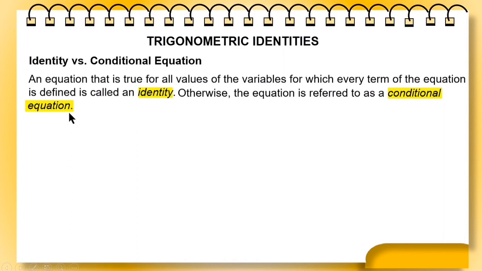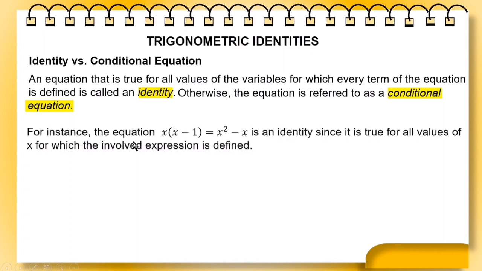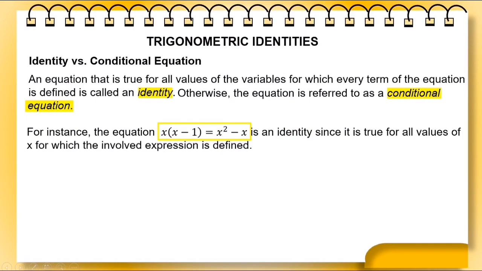For instance, the equation x times the quantity x minus 1 is equal to x squared minus x is an example of identity since it is true for all values of x for which the involved expression is defined. When x is equal to 1, both sides are equal, that is, 0. When x is 20, both sides are also equal to 380, and so on. So for whatever values of x the expression is defined, and that is what we call an identity.